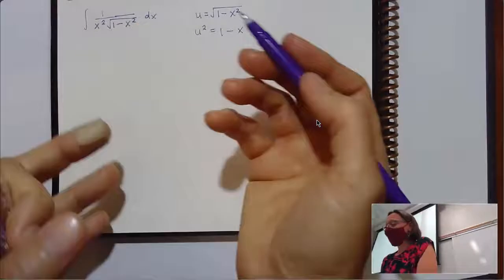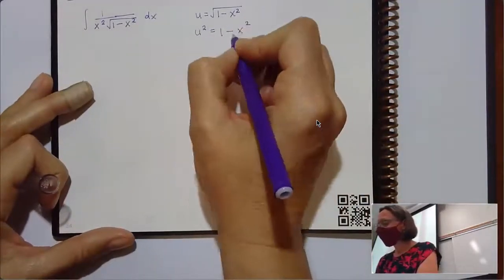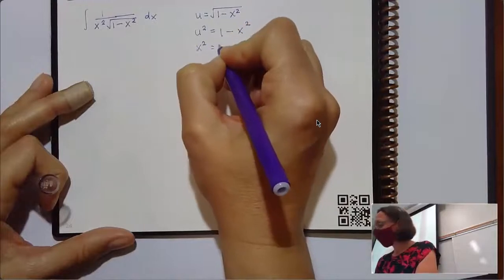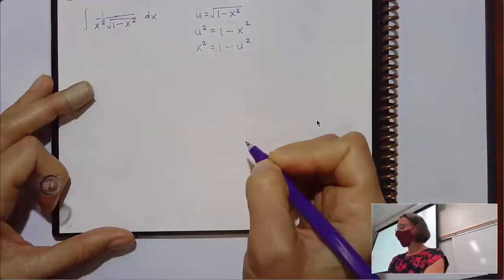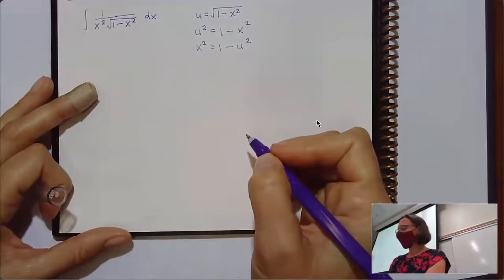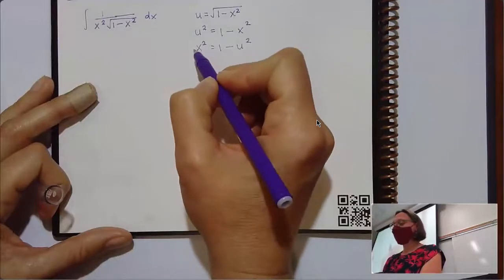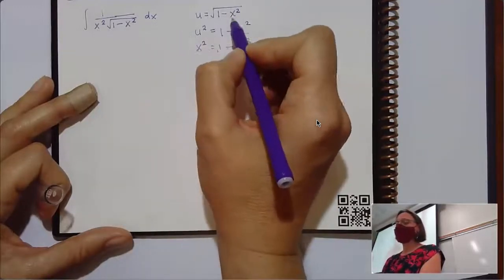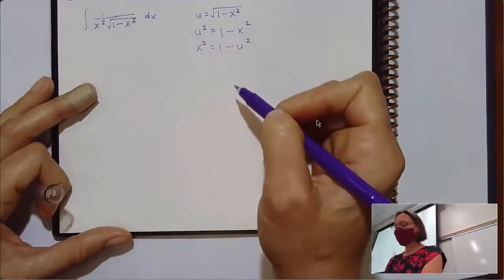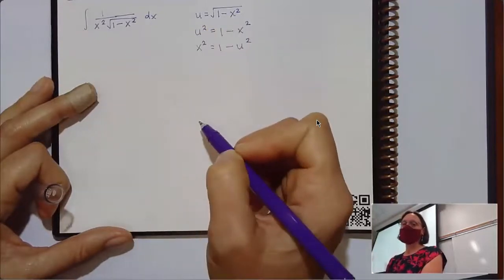So if I'm trying to figure out what to do with the x squared, I can add x squared to both sides and subtract the u squared. So now I've got something to exchange my x squared for, and I've got something to exchange the square root part for. I just need something in my vocabulary list to deal with the dx.